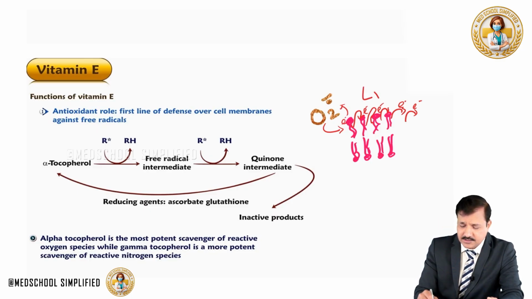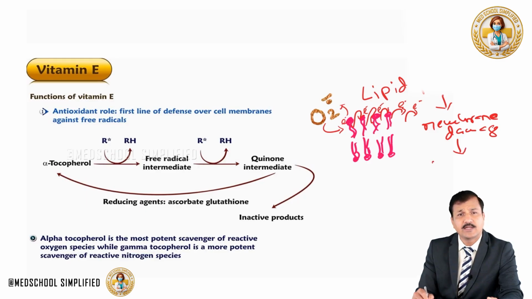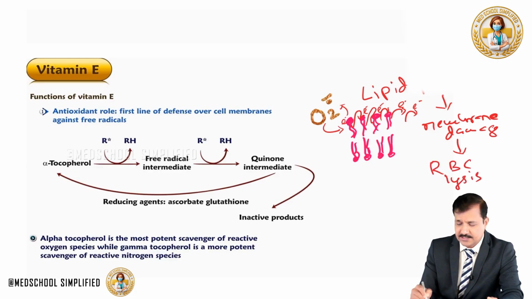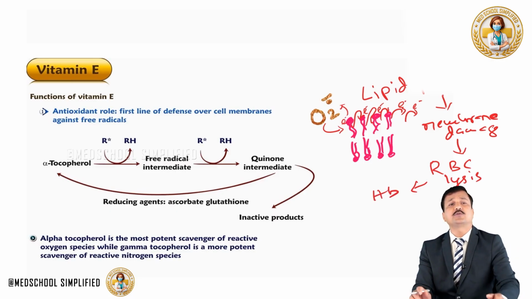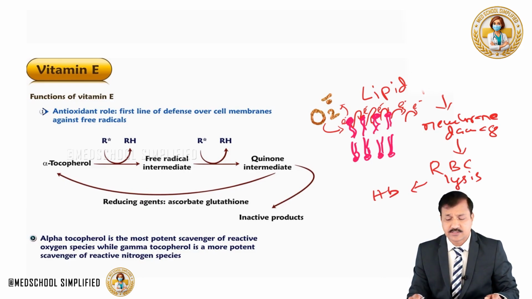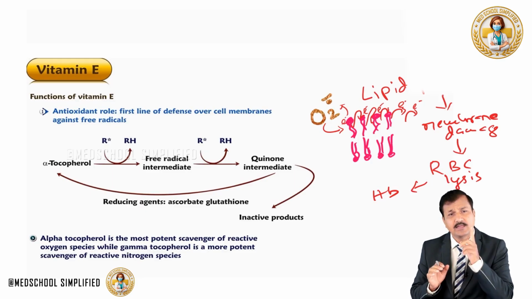So, this type of oxidation we call lipid peroxidation, and this lipid peroxidation can lead to membrane damage, and it depends on which cell or membrane is damaged. If the RBC membrane is damaged, it can lead to an increase in the permeability of the RBC cell membrane, and that leads to RBC lysis, and RBC lysis leads to release of hemoglobin out of the cell, and that can lead to decrease in hemoglobin level and all the consequences. Like this, any cell membrane can be damaged by lipid peroxidation.